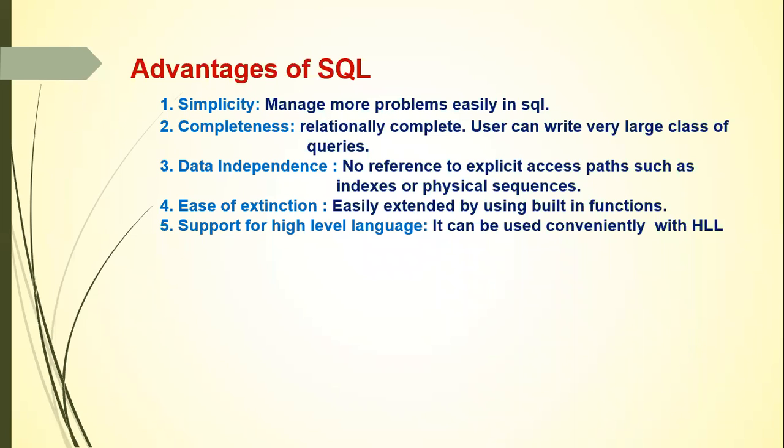Then completeness, that is relationally complete. Relationally complete means what? We represent the database, and at the same time we need to represent the corresponding relations of all the relations, all the tables. Users can write a very large class of queries on that particular relation, that is, to perform the interconnection between the tables. That's why it is relationally complete.